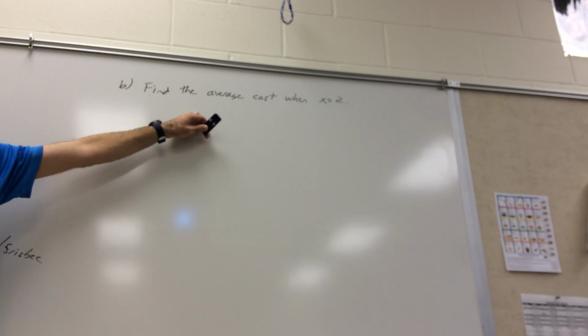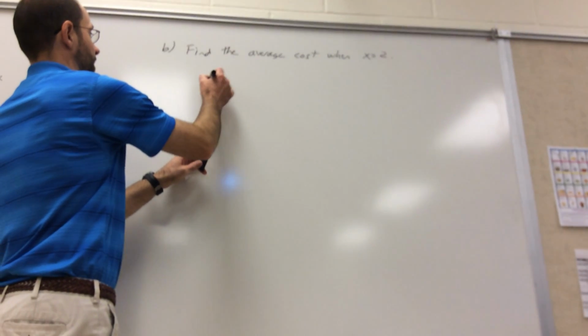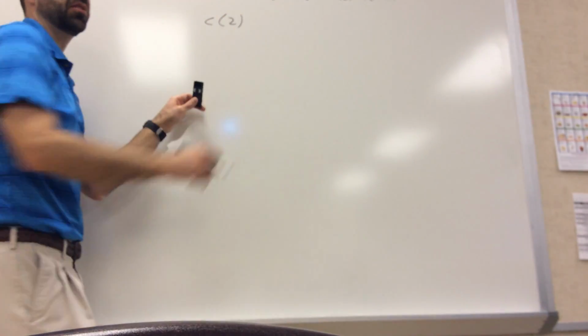So this is a little bit different. This is not average rate of change. It's just plain average. In order to figure out the average cost when x is 2, I'm going to figure out how much it costs to make 2.